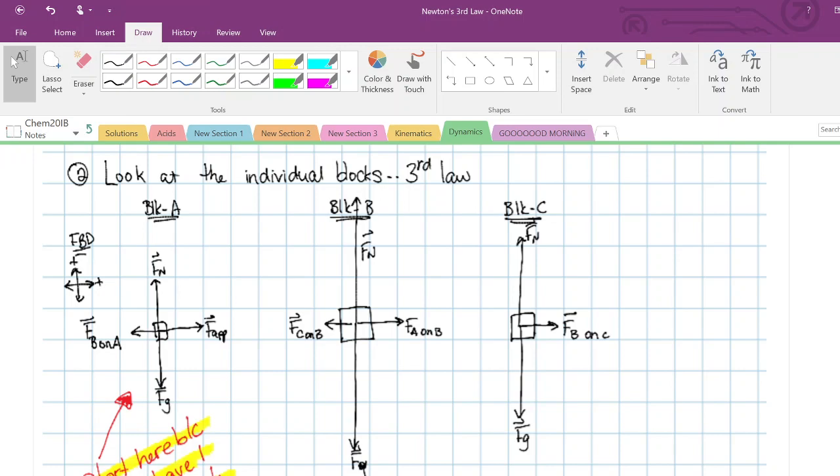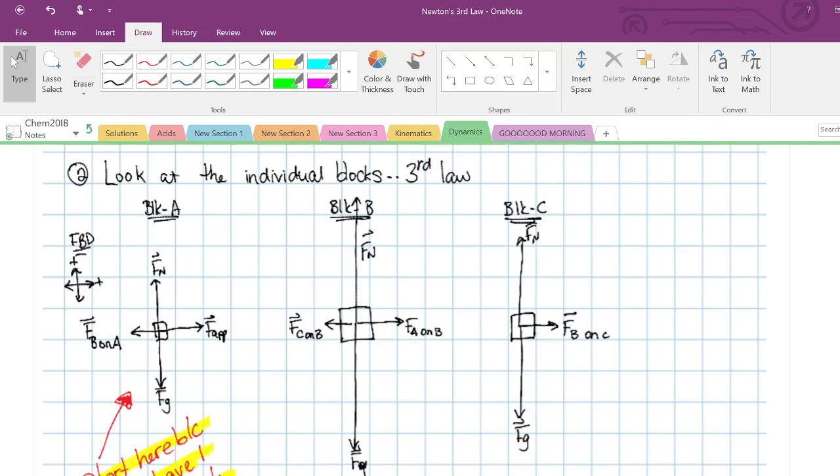I know that as soon as block A has this force applied on it, it's going to press into block B. So that means that block B is going to push back on A. So there's going to be this leftward force from block B resisting block A's force applied. And then we'll have our force gravity and our force normal, which are balanced.